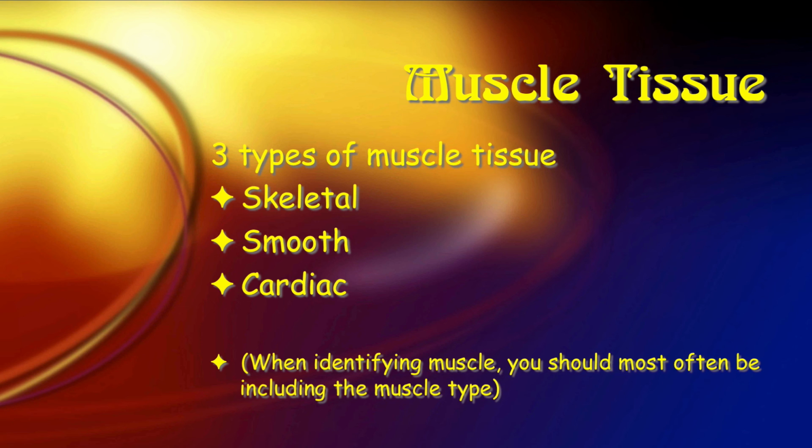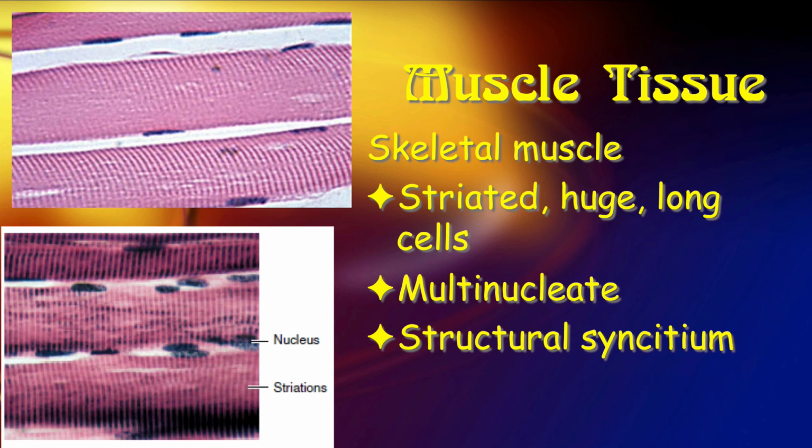When you're identifying muscle tissue, you should be saying one of these names. It's going to be very rare that you would put an answer on a quiz or a test where you would want to write muscle and that would be a sufficient answer. Usually it will not be sufficient. It should be skeletal muscle or smooth muscle or cardiac muscle. So keep that in mind.